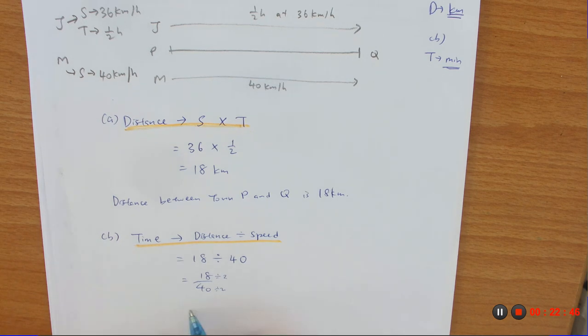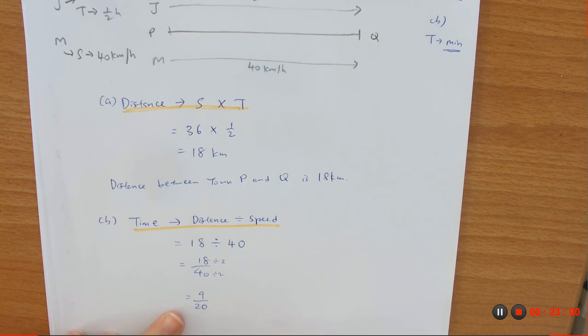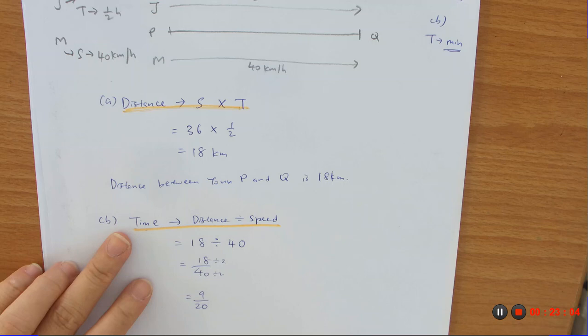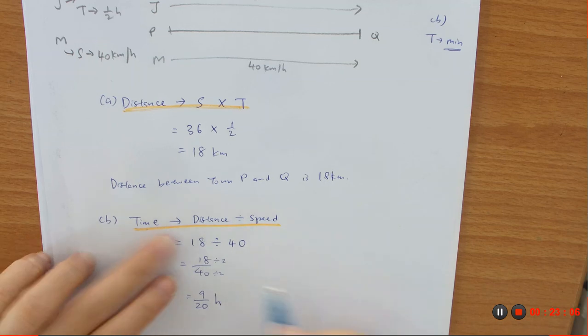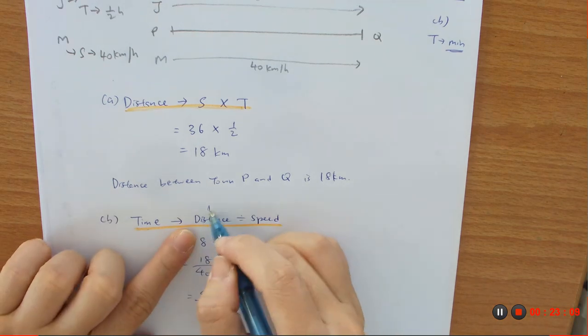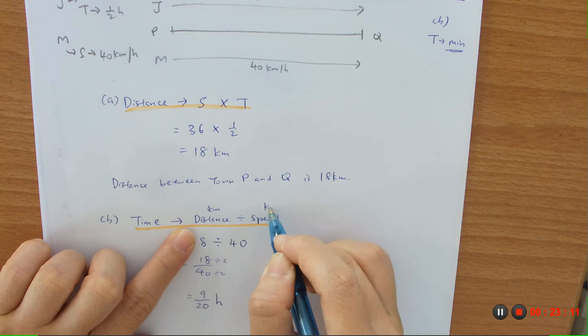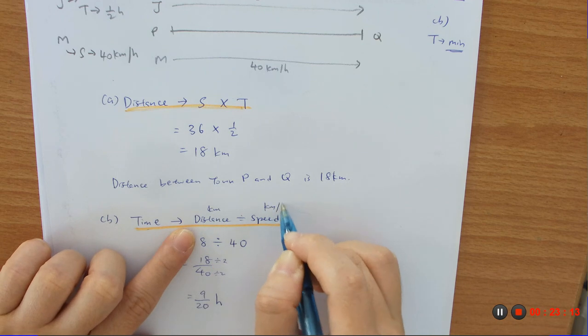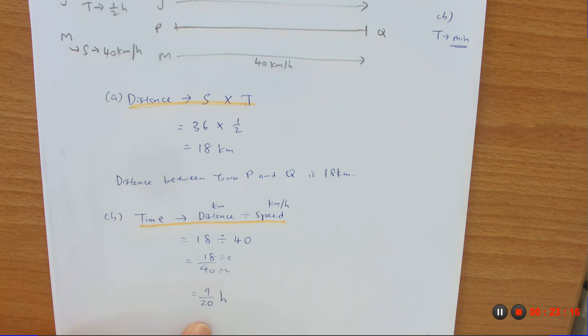So you get 9 out of 20. Can it be simplified further? No. So the units will be, this is what? 9 out of 20 is what? Time. Hour. Distance is kilometer. Speed was kilometer per hour. So it's 9 out of 20 of an hour. Okay, but you want it in minutes. How to convert to minutes?